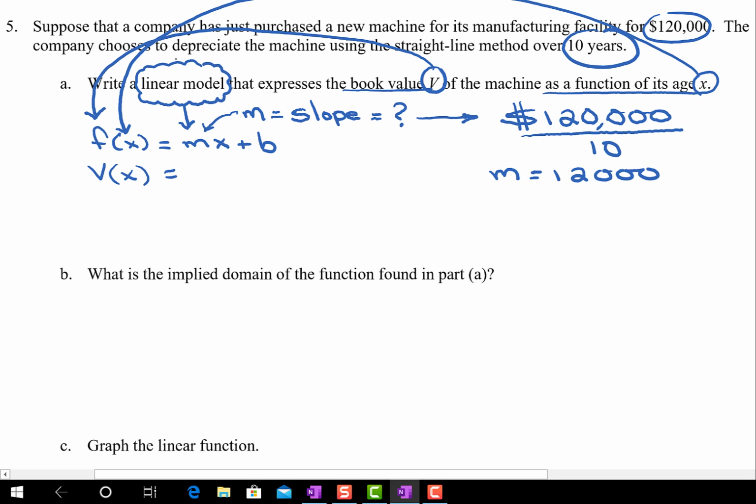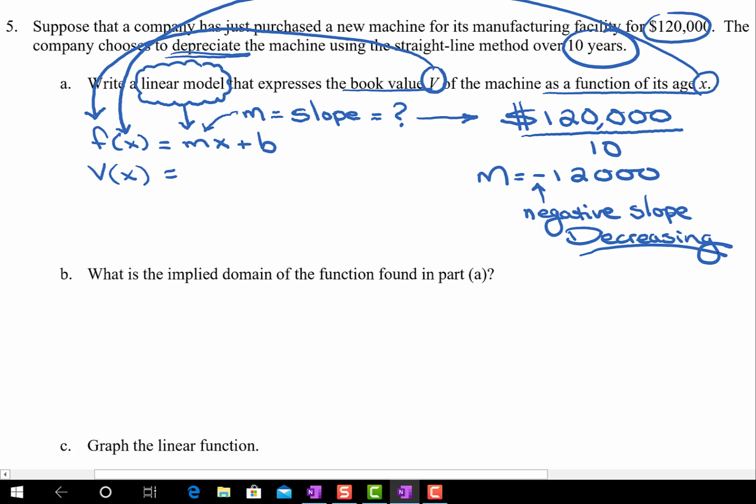But wait a minute, because it says it's going to depreciate, we know that when we're talking about this linear function, the slope has to go down or decrease. The function has to decrease. So I'm going to actually make this a negative slope since they told me that this machine is going to depreciate over time. It's going to have to be a decreasing function. So we're going to write negative 12,000x.